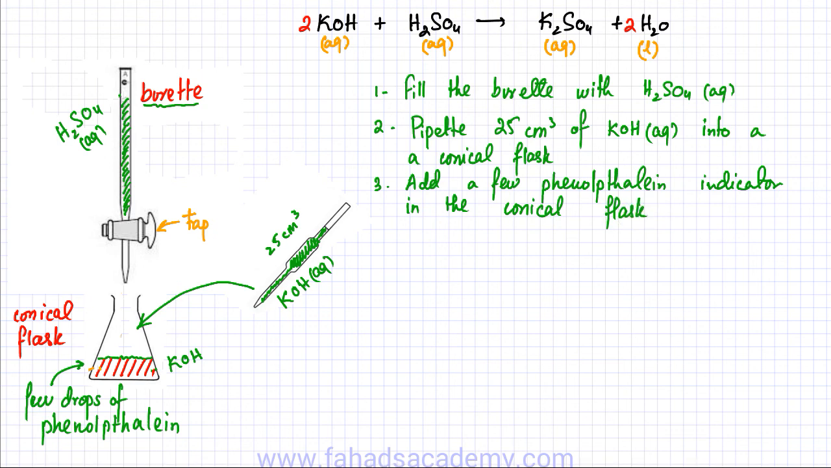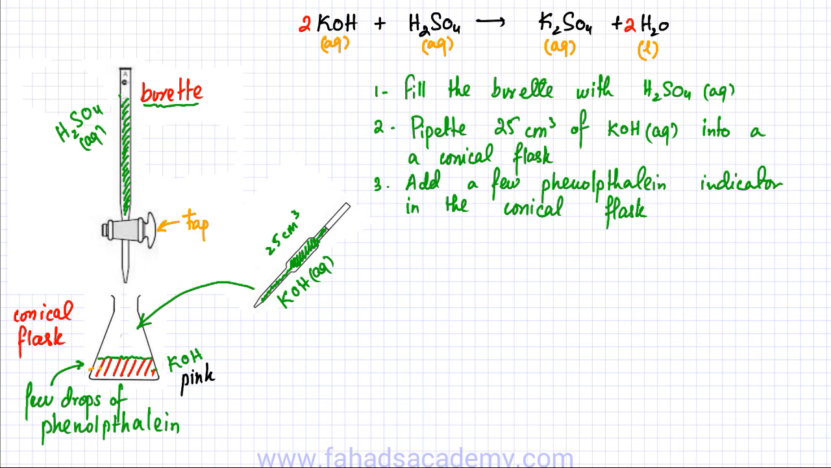Now, if you remember, phenolphthalein has a specific color. Phenolphthalein is going to be pink initially, because KOH is present. It's an alkaline solution. So in alkalis, phenolphthalein is pink in color.